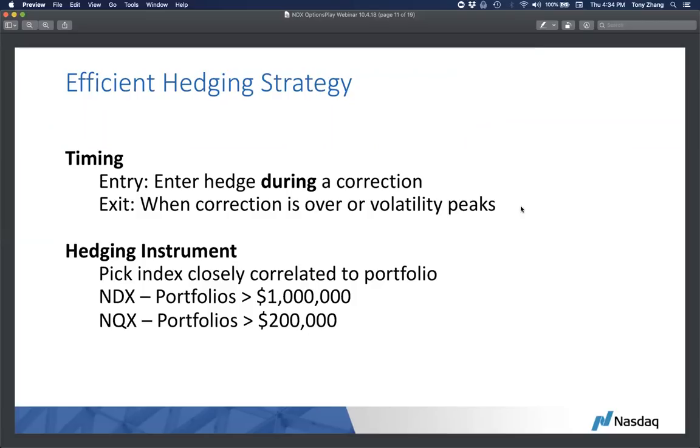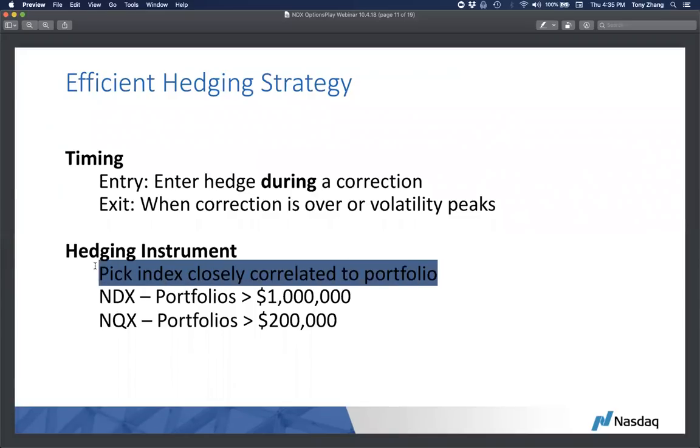So now that we talked about timing a hedge, what do you actually buy? What put option do you buy for a hedge? So this is really where it's best to pick an index closely correlated to your portfolio. So most of you probably have portfolios that have a well-diversified stock portfolio. If you have a well-diversified portfolio, any index such as the Nasdaq-100 broad-based indices is usually a good place to start with hedging your portfolio.